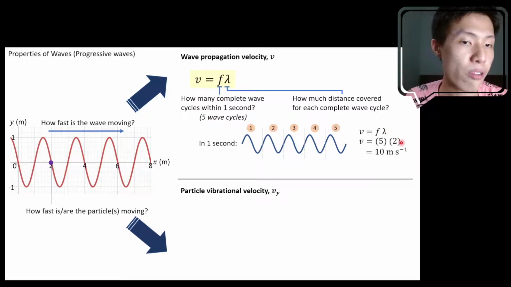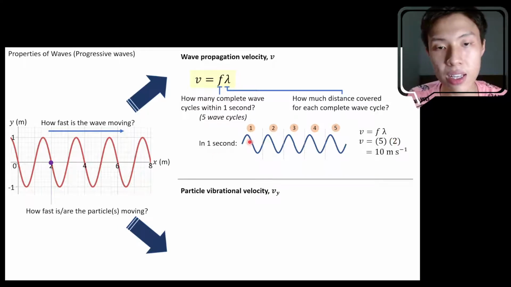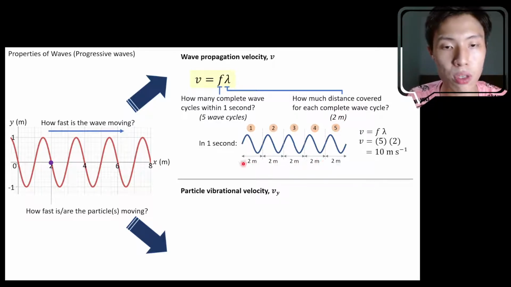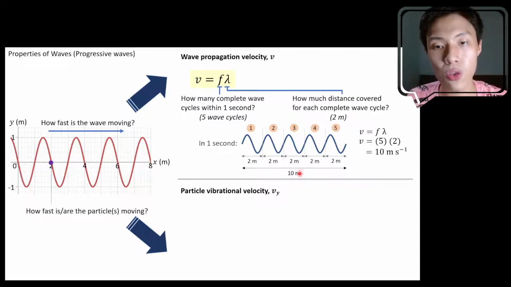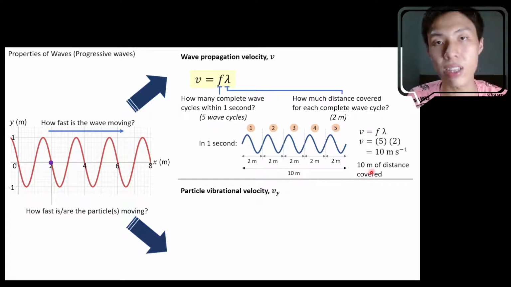Next, the wavelength tells you that it's 2 meters. What does that mean? It means that for one complete wave cycle, the distance is 2 meters. Therefore, you should expect 5 times 2 meters over here. So what is the total distance covered by these 5 wave cycles? It's 10 meters. So in 1 second, you're able to cover 10 meters of distance.